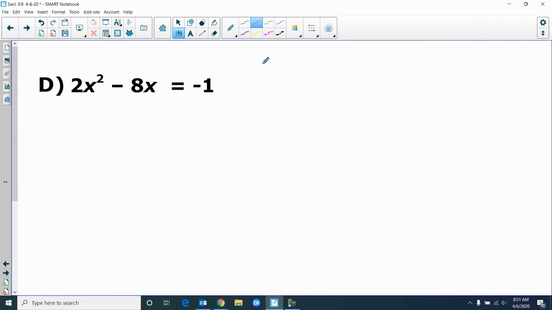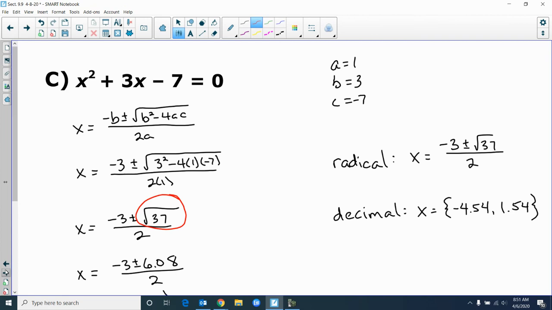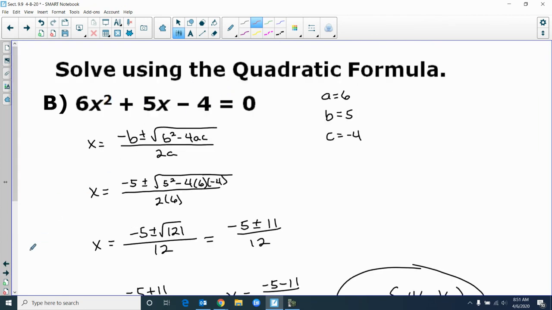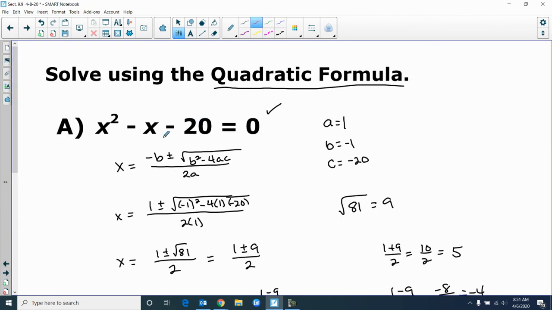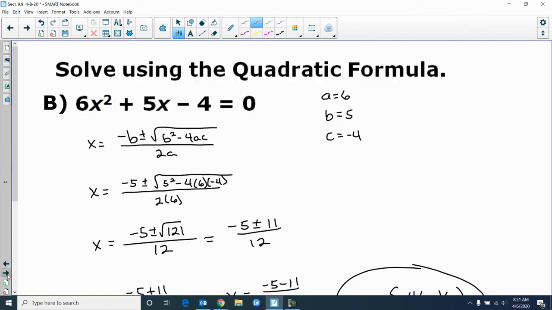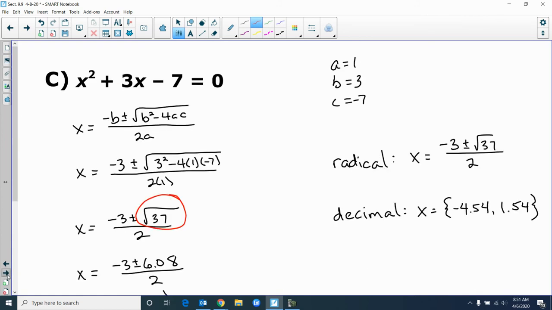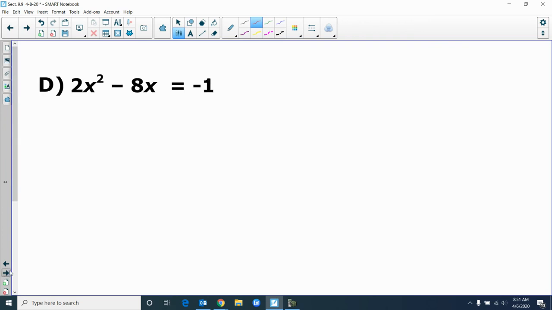And also take a look at this one. How is this one different than the other three? The other three all equaled 0. So we have to make it 0. What do we have to do to make that equal to 0? We have to add 1 to both sides.